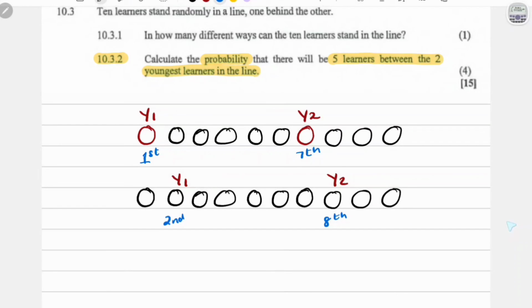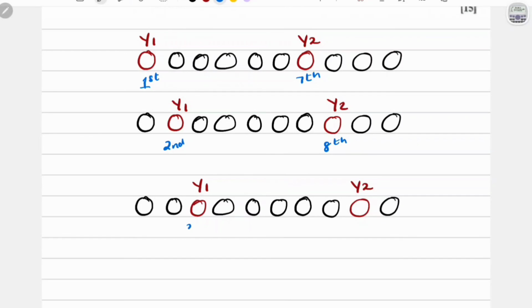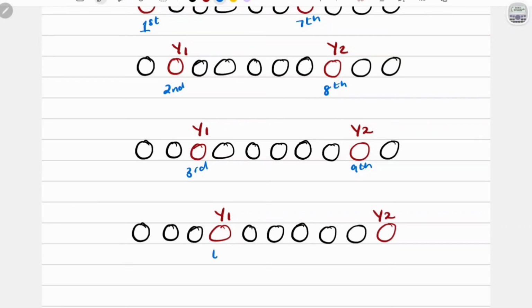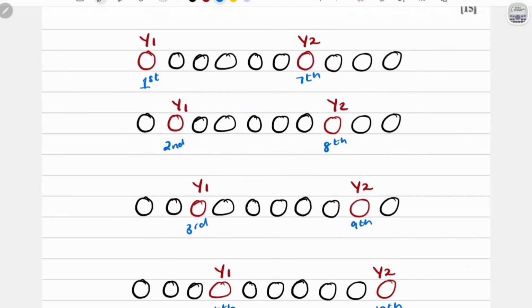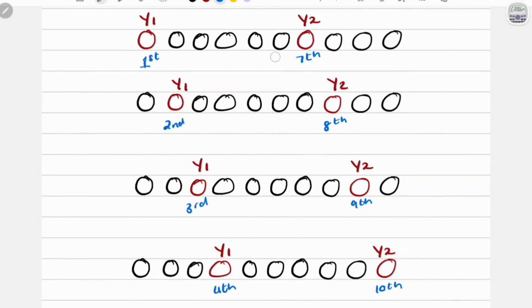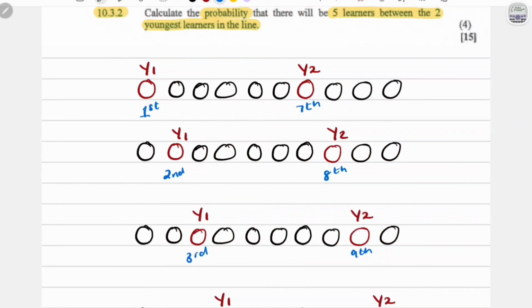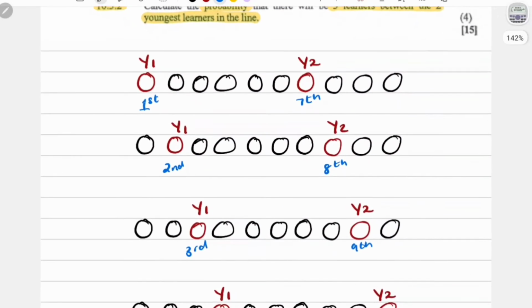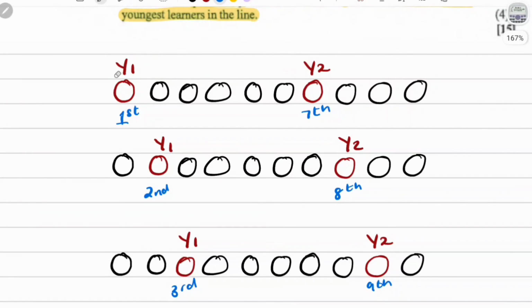Let's also keep seeing the other ways that they can stand. Or they could be standing in the 3rd and the 9th position, and in the 4th and the 10th position. These are all the ways that they can be standing, and 5 learners will always be in between them. Okay. But I also have to think about the fact that these learners, right? The first youngest learner doesn't necessarily have to be standing here. The first learner can actually be standing here. So they can actually switch places because technically there's still going to be 5 learners between them. So we can also have situations like that as well.